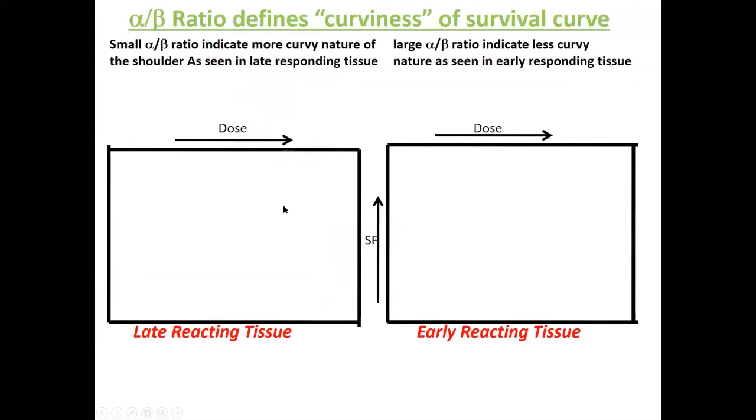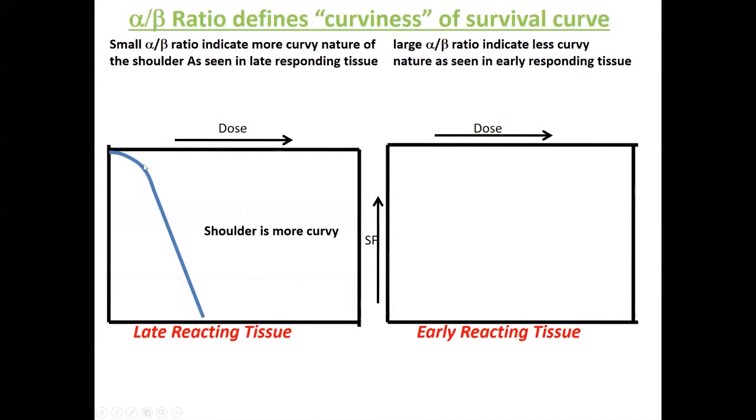We know that based on the alpha beta ratio, normal body tissues have been categorized into two categories. One is late reacting tissue, the other is early reacting tissue. These two types of tissue have different shapes of cell survival curve. If you just concentrate on the left panel, this is the shape of the cell survival curve for late reacting tissue, and here the shoulder is more curvy.